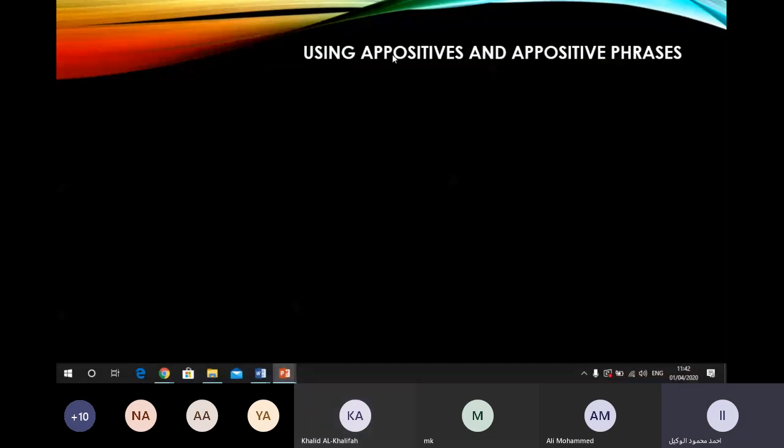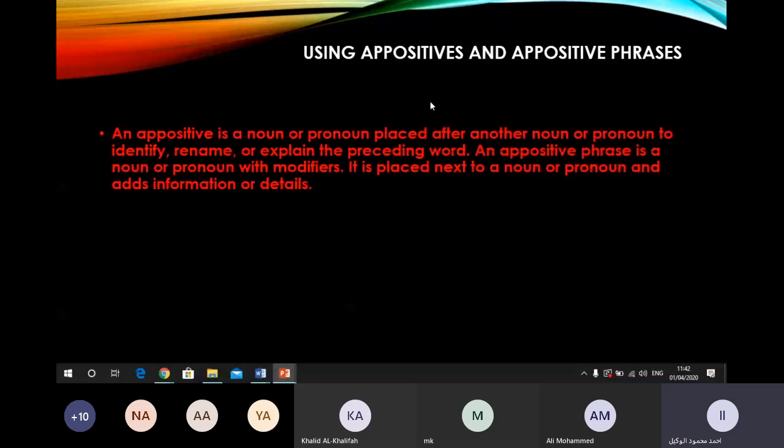So today we are talking about appositives and the appositive phrase. An appositive, guys, is a noun or a pronoun placed after another noun or a pronoun to identify, rename, or even explain the preceding word. So the meaning of appositive is that you have a noun or a pronoun, and you place this noun after another noun or a pronoun in order to identify it, to rename it, or even to explain the preceding word.